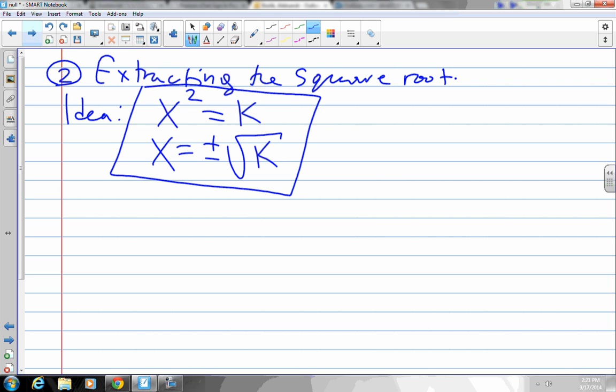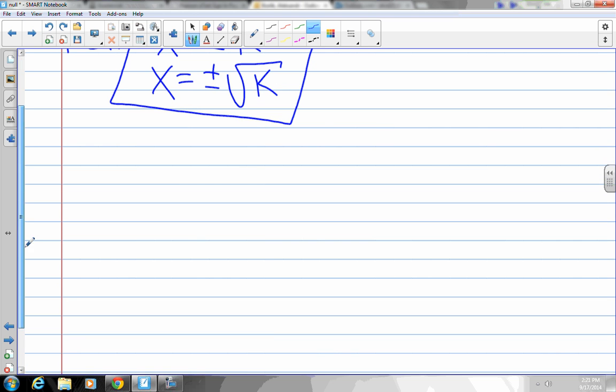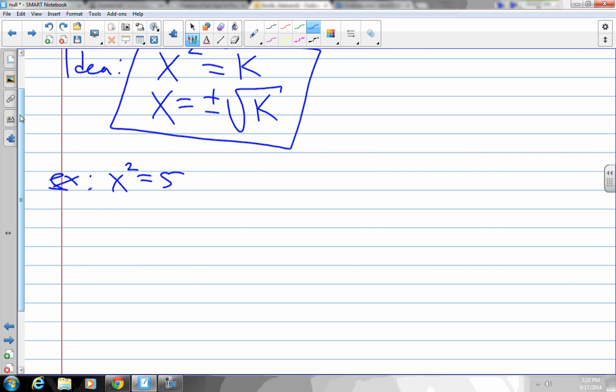Don't forget about plus minus. The reason for that is there's absolute value involved, but we don't write it out because it's silly. So just remember plus or minus. And so again, for example, x squared equals 5. You just say, well, follows my pattern. So x equals plus or minus square root of 5. We're done. That's the solution to that equation. Is that okay?